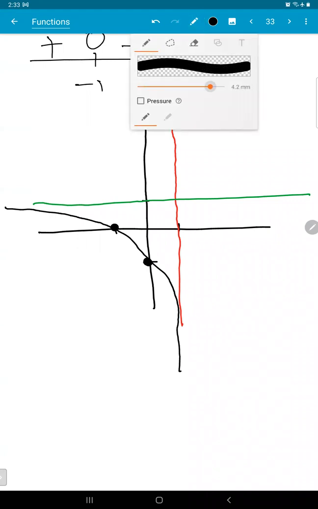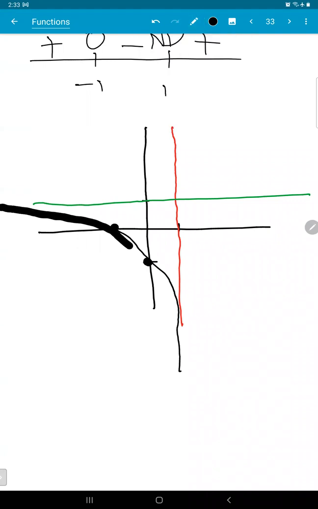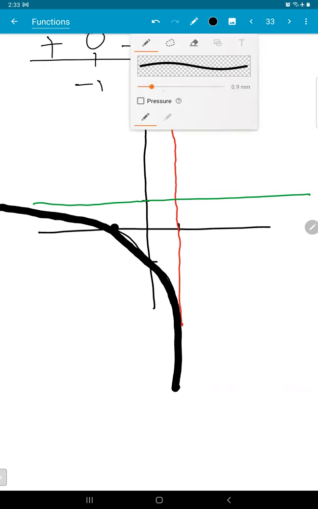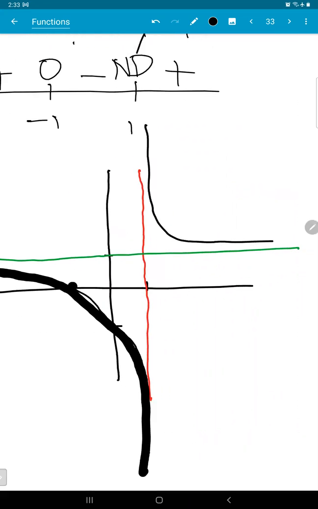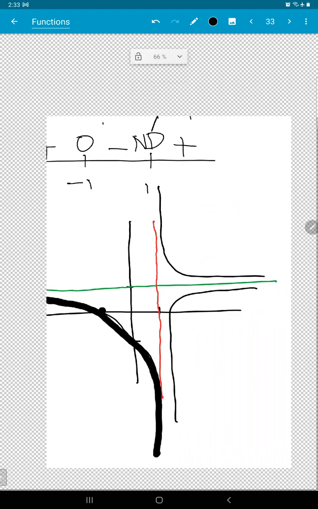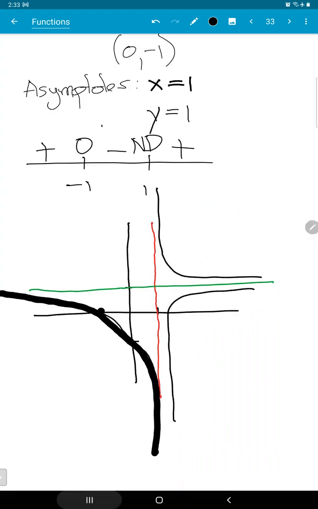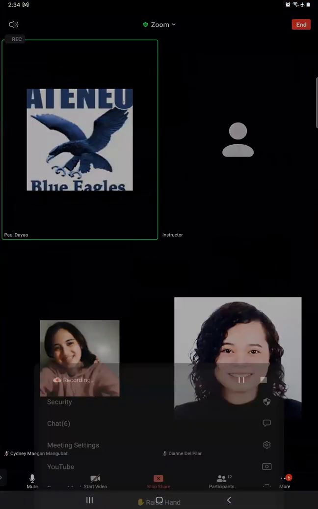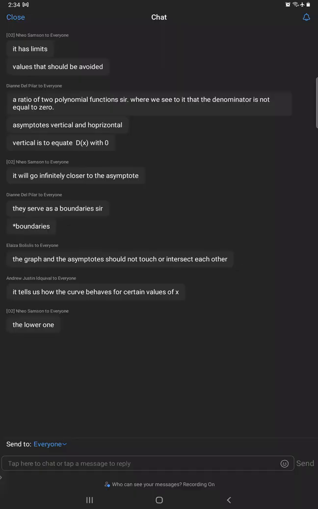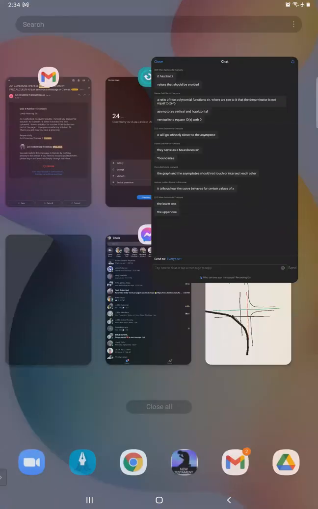Okay, sir. Thank you. Now, for the other side, you only have two possibilities. Which one should it be? Anyone else? Unless I call somebody, pwedeng mag-volunteer. The lower one, Mr. Samson, ito, iba to na. Okay, the upper one. Why? Can you explain?